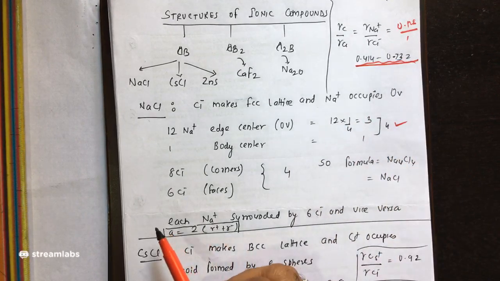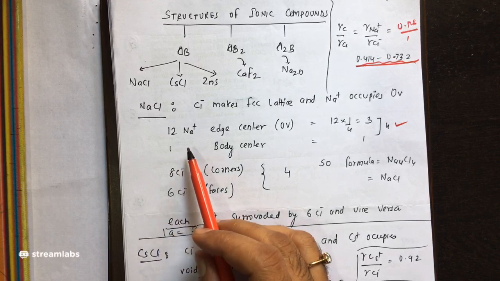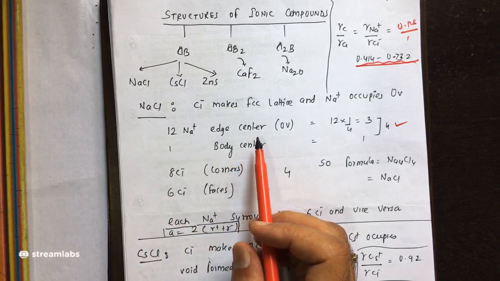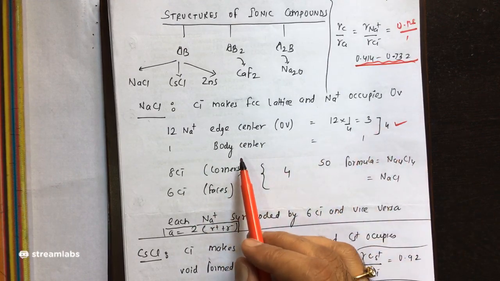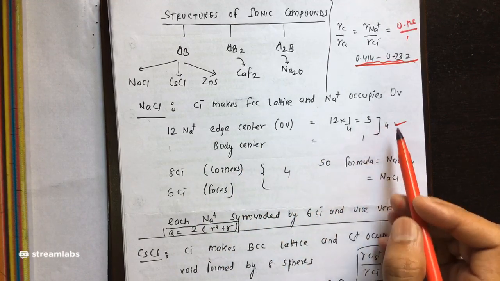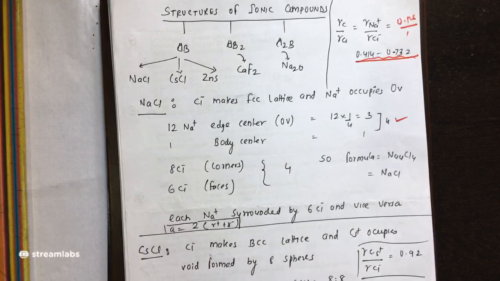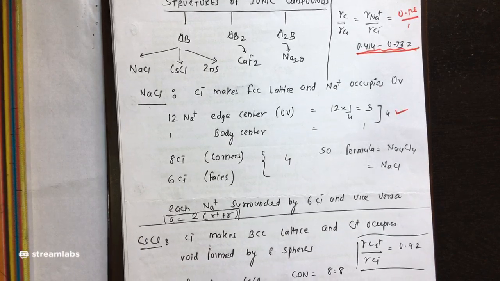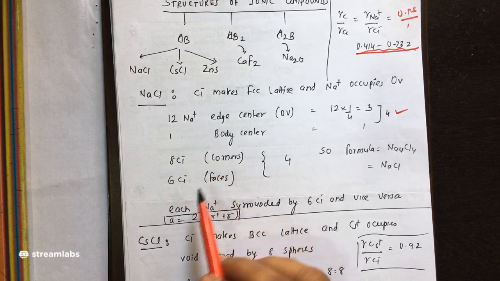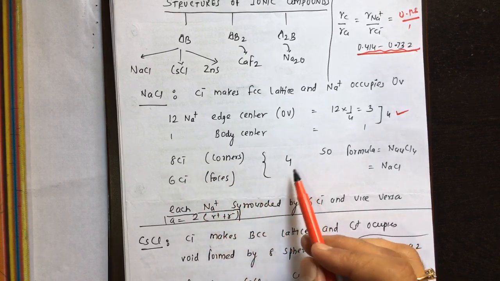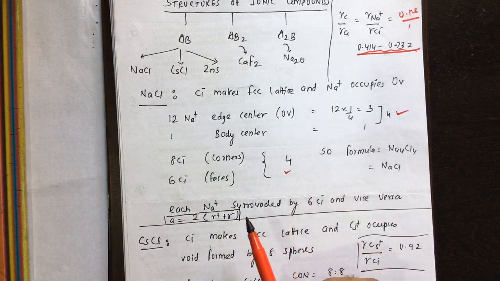Okay. So where will the octahedral voids be? 12 sodium ions are present at the 12 edge centers, effectively 3. One at the body center, which is 1. So the total is 4. So basically we have 4 Na plus. And how many chloride ions are there? They are making the arrangement. They are present at 8 corners and 6 face centers. Effectively that will be 4. So what is the formula?